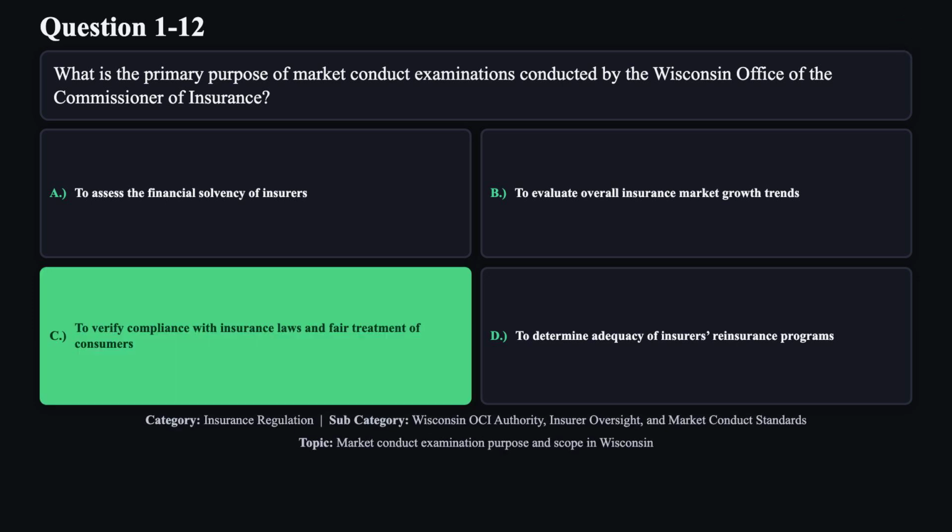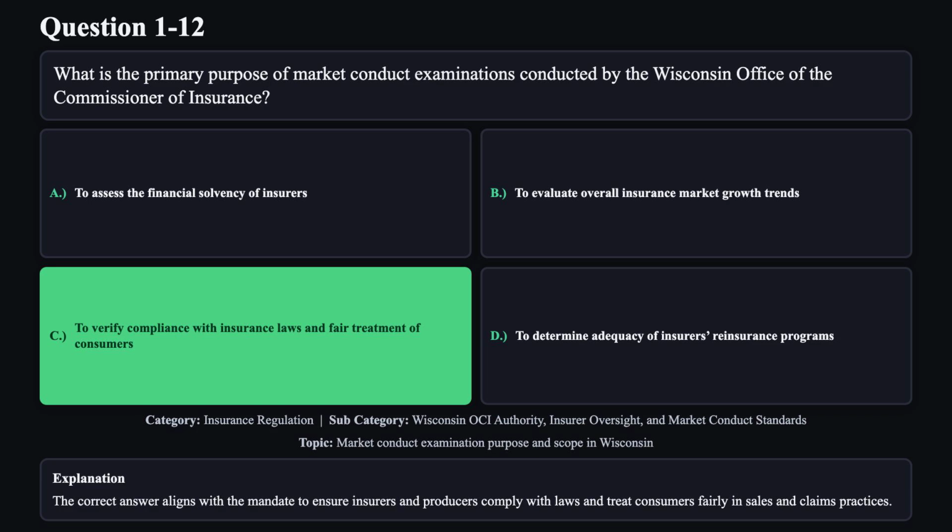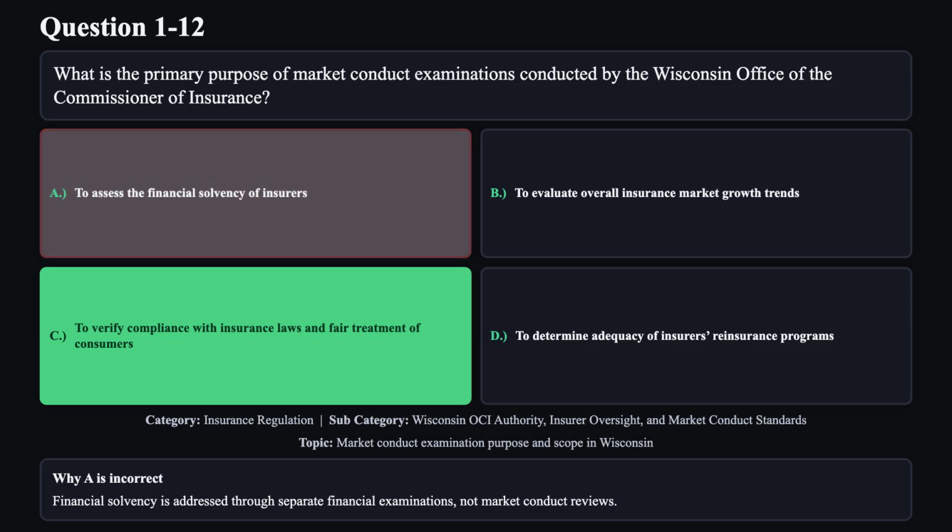The correct answer is C. The correct answer aligns with the mandate to ensure insurers and producers comply with laws and treat consumers fairly in sales and claims practices. Reason A is not correct. Financial solvency is addressed through separate financial examinations, not market conduct reviews.